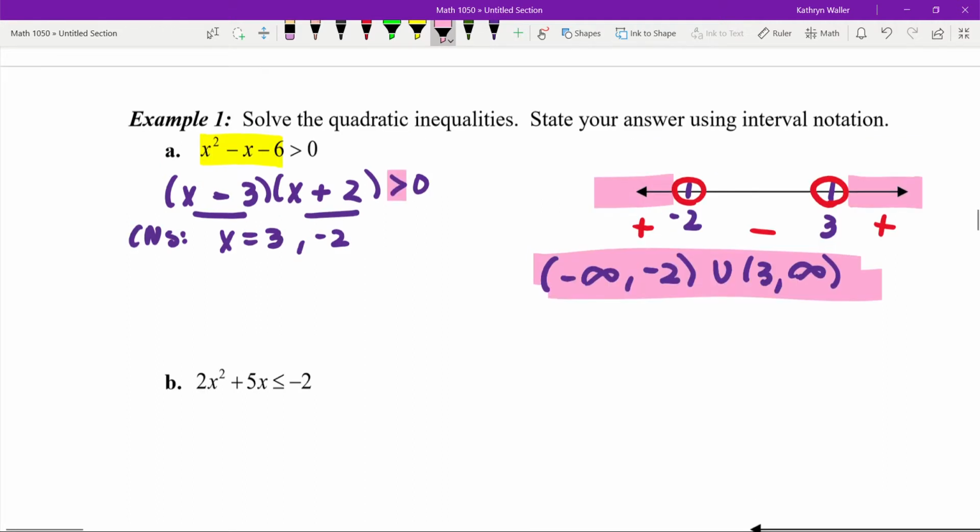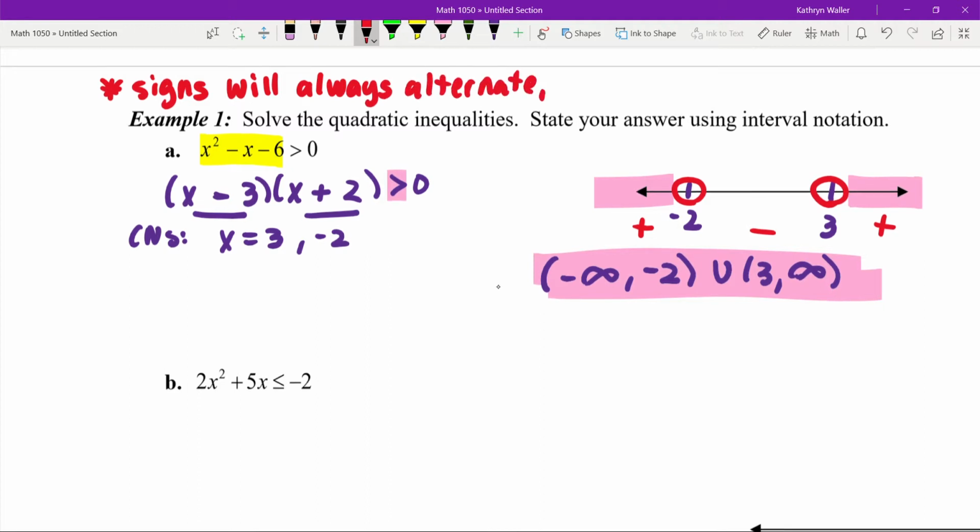Okay? I want you to add something right above this problem. This is important. It will help you to get these things right. Okay, so just add a little asterisk, okay, and say this. Signs will always alternate, unless there is an even power.